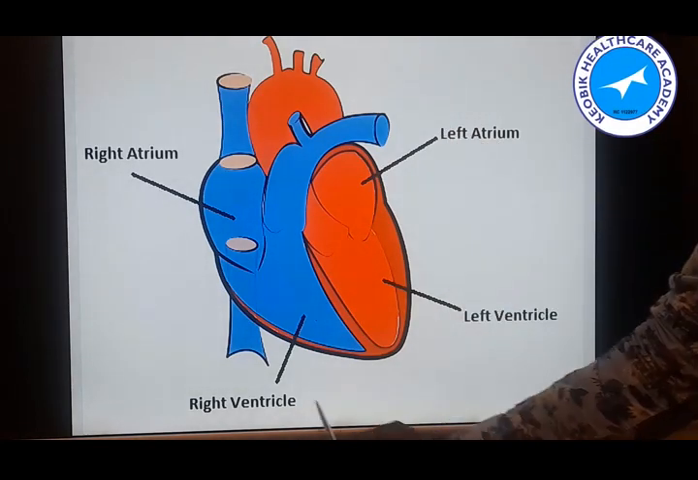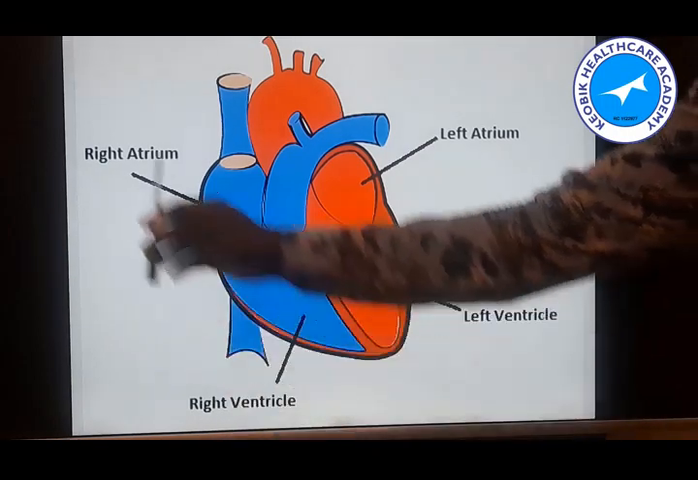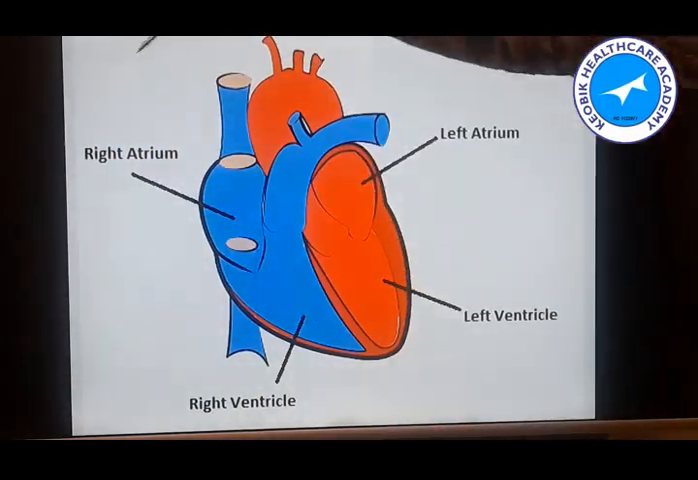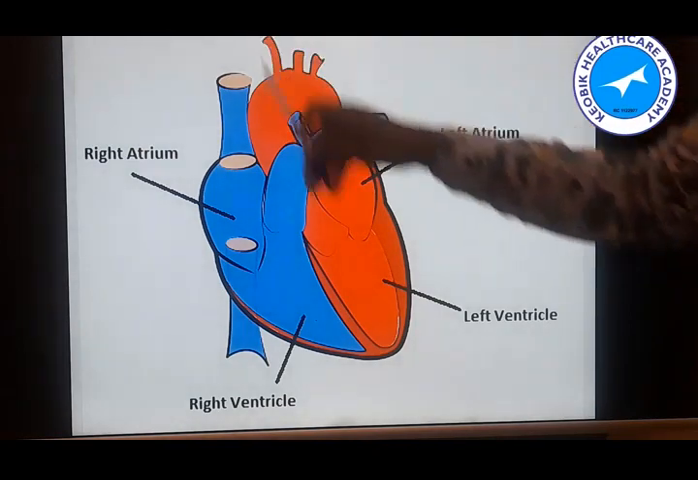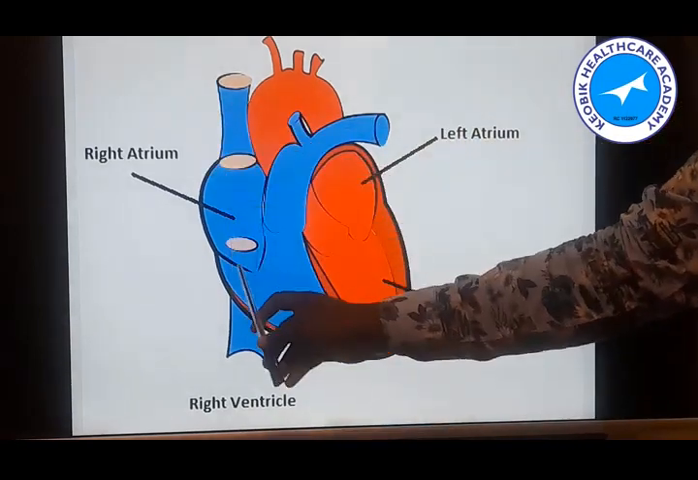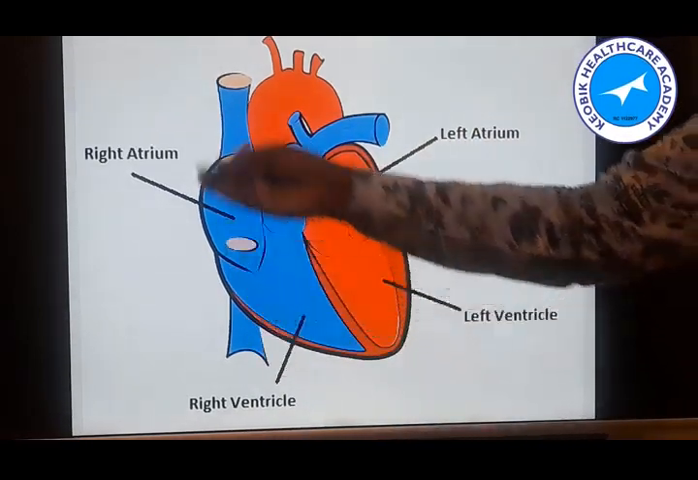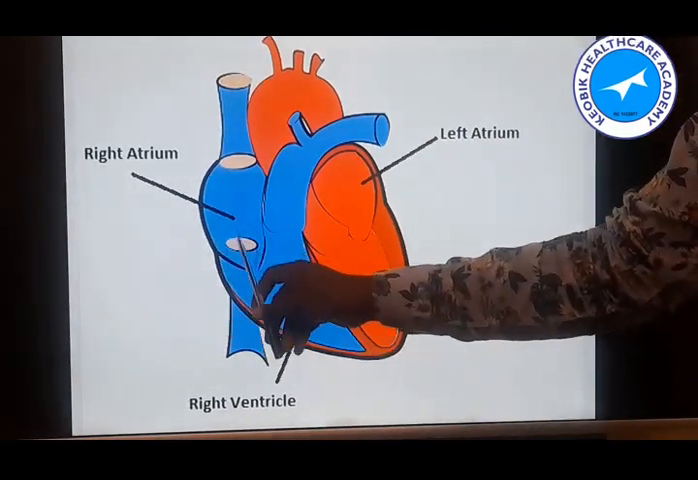All right. I'm still going to show you a better image, but this is the right atrium, that's coming from the trunk, from here and from here. We'll call this the inferior vena cava, and this is the superior vena cava. They are carrying blood. This is coming from the body, that's from the trunk.